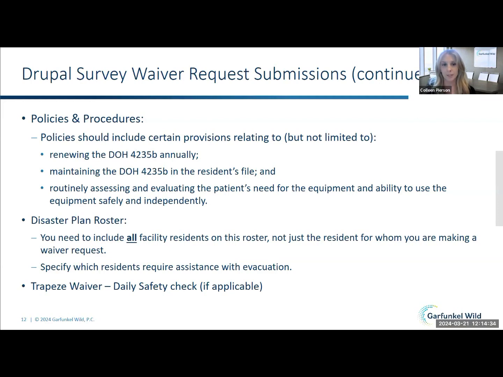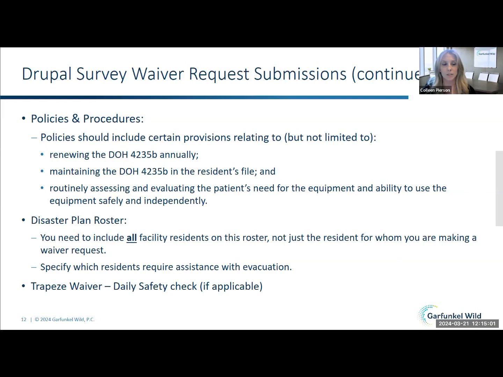It's very important, as I'll talk about later, that your policies and procedures surrounding how you will go about this waiver request process and how you will go about maintaining the resident's equipment are consistent across the board. Your policies are consistent with the other information you're submitting with the department and what you're actually doing in practice.